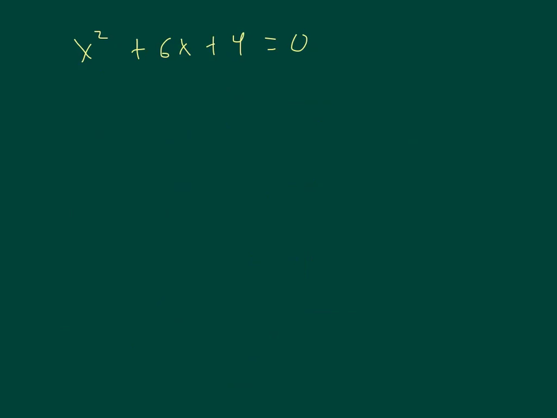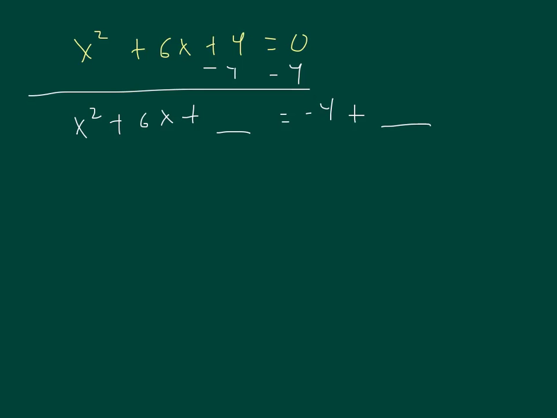All right, we got x squared plus 6x plus 4 equals 0. Not factorable, and 4 isn't the value that makes this a nice perfect square trinomial. So I'm going to subtract the 4, get that out of the way. x squared plus 6x plus, I'm going to leave a little space, equals negative 4 plus, and I'm going to leave that space. I'd recommend writing it just like this so you don't forget to put values in here and here. This is the big one that everybody forgets, the right side.